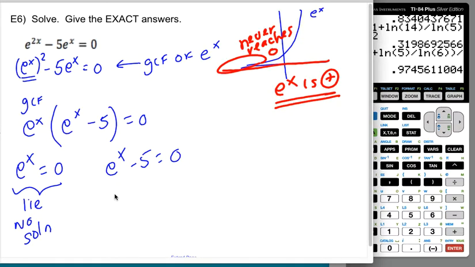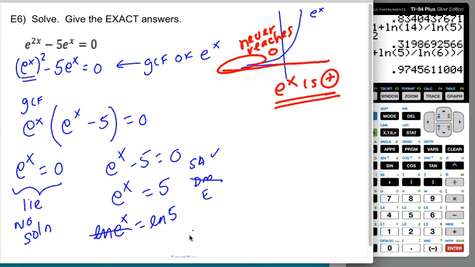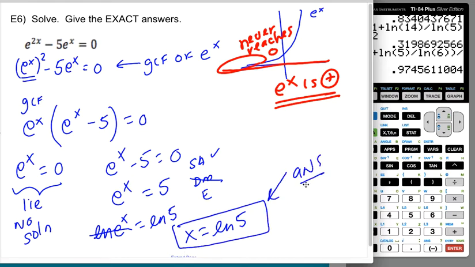If I solve this one using subtraction and addition first, I get e to the x equals 5, right? I did subtraction and addition. There is no division and multiplication. And to get rid of an e to the x, I need to take the natural log of both sides, right? So what's going to happen is I'm going to get that my answer is x is the natural log of 5. And that is the only answer. You weren't asked to find an approximate answer, so you should just leave your answer as the natural log of 5.